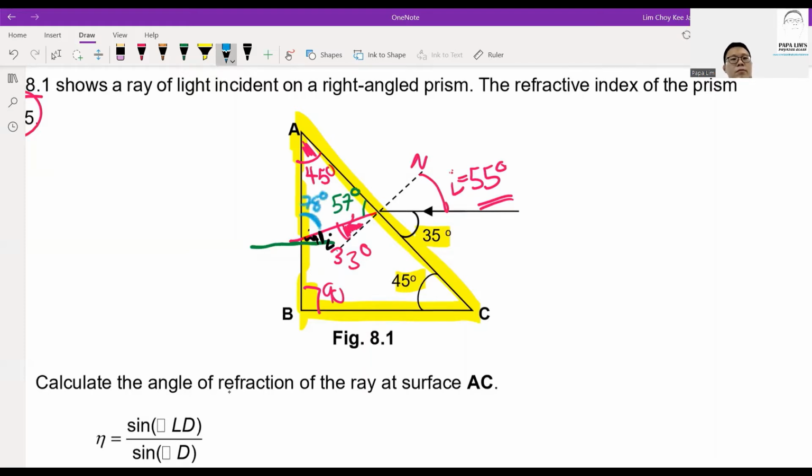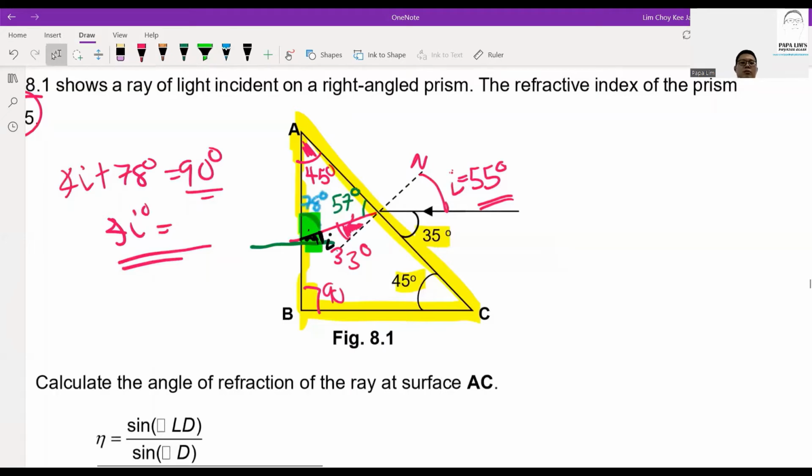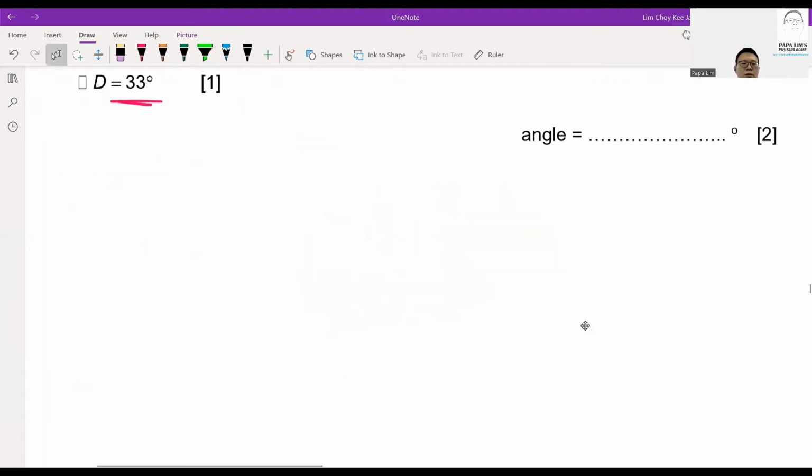So we know that the normal is 90 degrees. So this section here is 90 degrees. So I will say that angle I plus 78 degrees will be 90 degrees. So I will be able to find angle I, which is what is shown in this drawing here, in this answer.